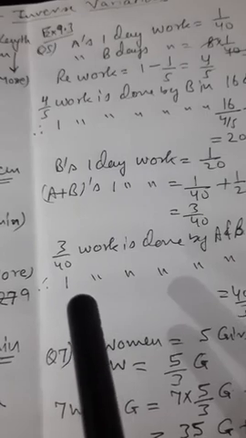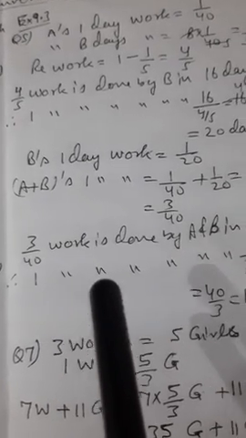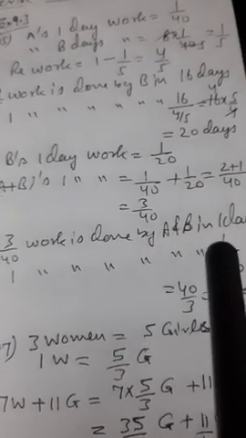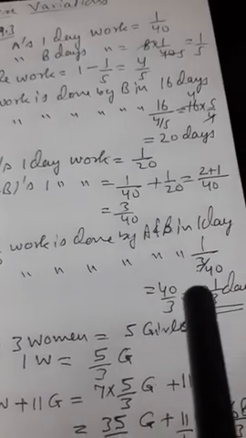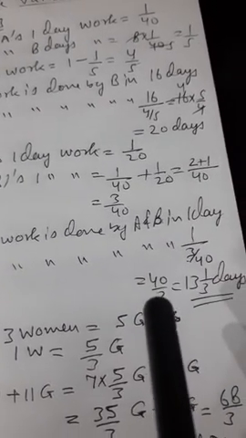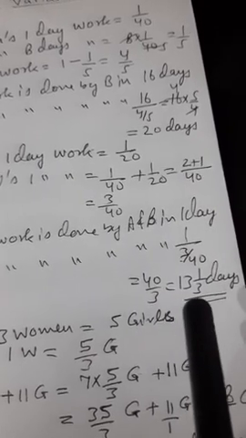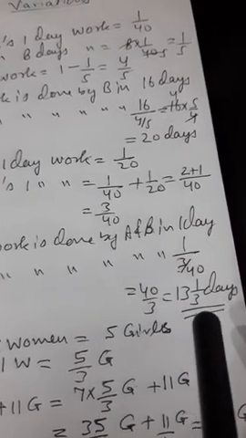So this is their 1 day work by working together. So 3 upon 40 work is done by A and B in 1 day. So one work, that means total work, if they are working together, will be done by them in 1 upon 3 by 40. So we get 40 by 3, that is 13 whole number 1 upon 3 days.